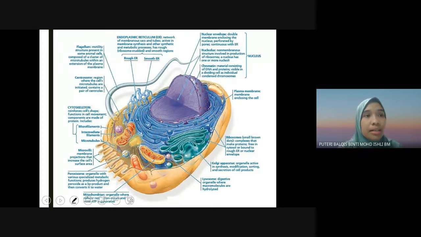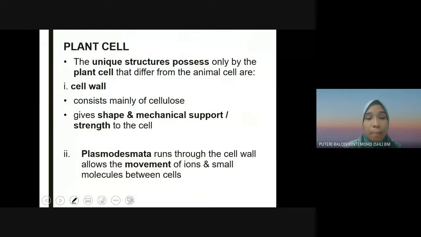This is the diagram from Campbell. Buku Campbell. Yang ni lah gambar. Okay, ini adalah animal cell. Alright, boleh tengok lah. Plant cell. Plant cell, the unit structure possessed only by the plant cell that differ from the animal cell. Plant cell ni ada a few things yang sama macam animal cell, tapi yang bezanya dia ada cell wall.